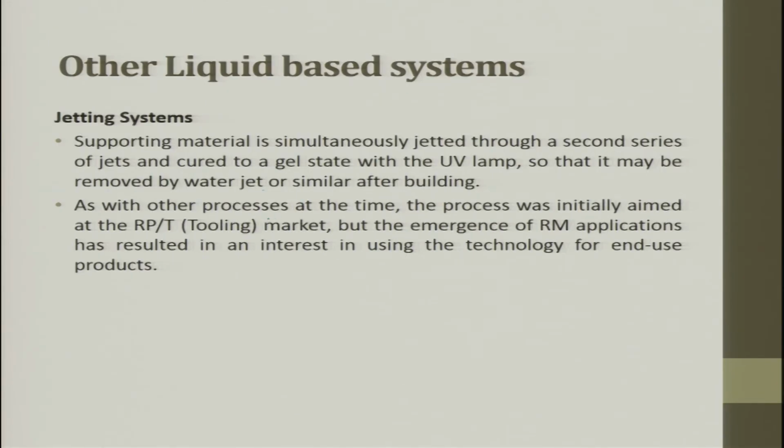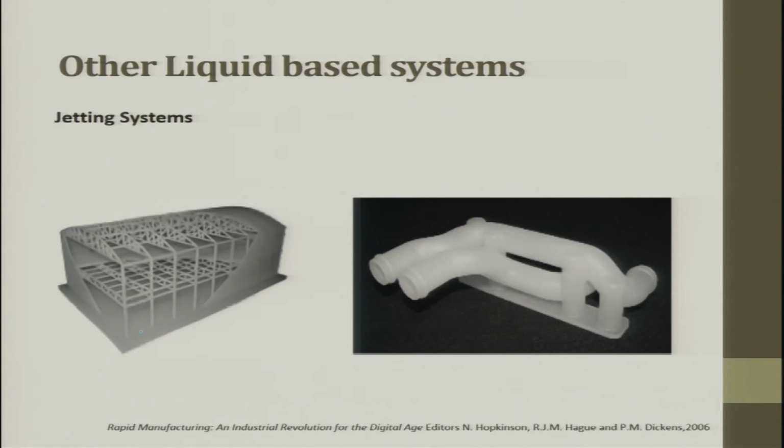As with the other processes, at the time the process was initially aimed at the rapid prototyping or rapid tooling market, but the emergence of RM applications has resulted in an interest in using these technologies for end products. So, this is done by the jetting system. This product and this product are done by the jetting system. It is really a complex product.